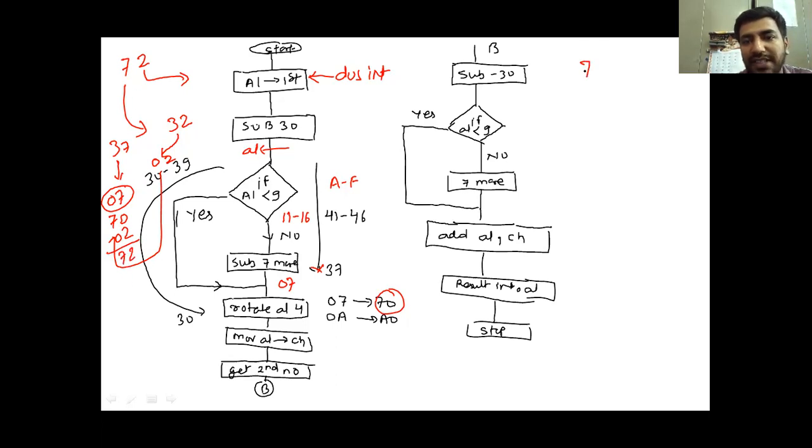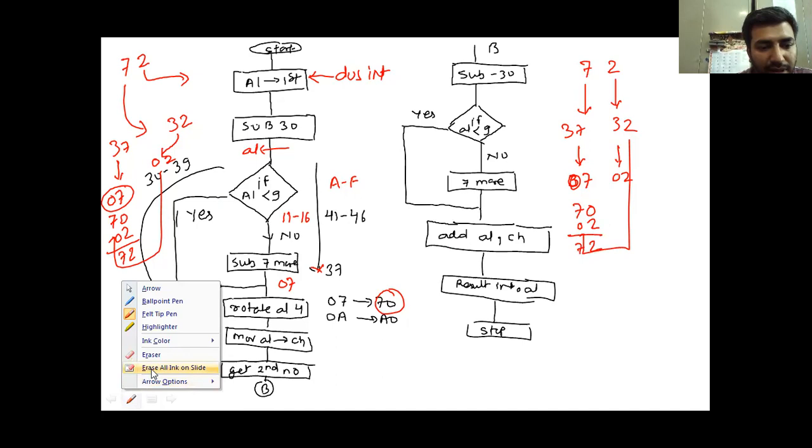Okay, you have 72, but you are sending 37 and 32. You subtract 30, this will become 07. You exchange the nibble, this will become 70. Subtract 30 here, you will get 02, and add this 02 and you will get 72. Okay, so same thing we are doing here.